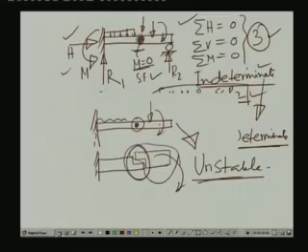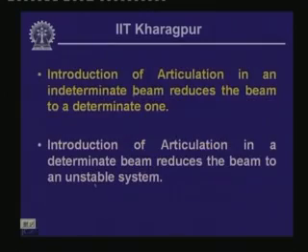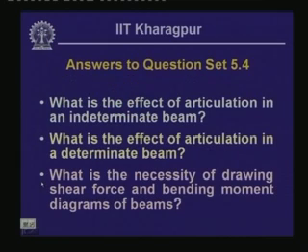One should be careful that if you have an indeterminate beam and you introduce an articulation within the beam, the indeterminate beam becomes determinate, or you get an additional equation generated for every articulation you induce. And if you have a determinate beam and you introduce any articulation, then it becomes unstable. This is what is indicated over here. The introduction of articulation in an indeterminate beam reduces the beam to a determinate one, and introduction of articulation in a determinate beam reduces the beam to an unstable system. Well, so that answers the first two questions.